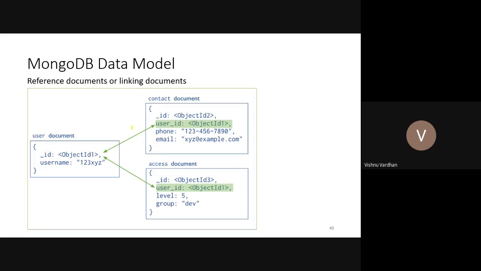Then reference documents, or linking documents. How can we map things like we do in RDBMS software? In the case of foreign key constraints and primary key constraints, the same can be implemented by using this object ID, where we map things by providing the object ID of a different document. So this is the object ID that we are accessing from the second document. In that way, these three documents are interlinked. This is the same concept we have seen with foreign keys in RDBMS implementations.